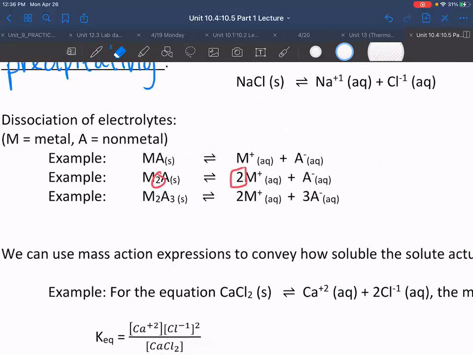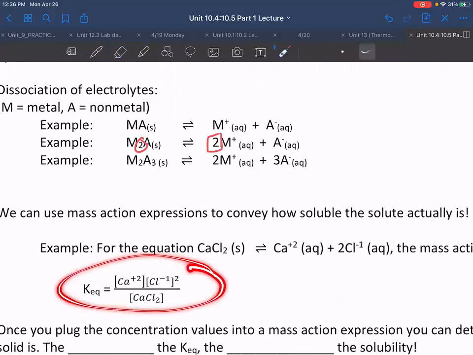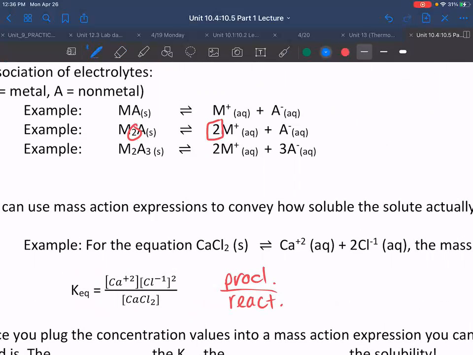So we're going to bring back the idea of a mass action expression. That is this guy here. That's when we write our products over reactants. We just need to remember these mass action expressions because we're going to use this to convey how soluble a solute actually is. And reminding ourselves, we're writing products over reactants. If we have a coefficient, that goes as the power in the mass action expression. Any questions there? Okay, this should just be review.